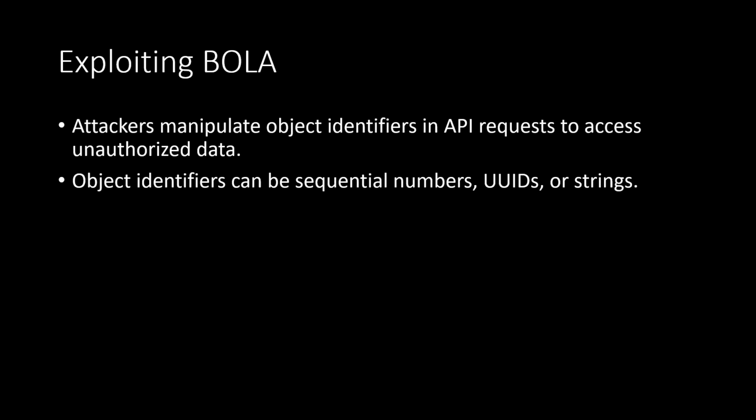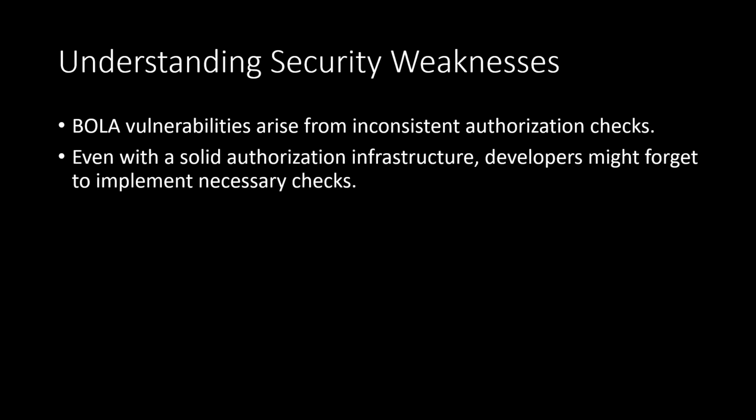Attackers can exploit BOLA vulnerabilities by modifying object identifiers in API requests. These identifiers, whether sequential numbers, UUIDs, or generic strings, can often be found in URLs, headers, or payloads, making them easy targets for manipulation. BOLA vulnerabilities often stem from inconsistent or missing authorization checks. Even when a robust authorization infrastructure exists, developers might forget to implement these checks, leaving the application vulnerable to exploitation.